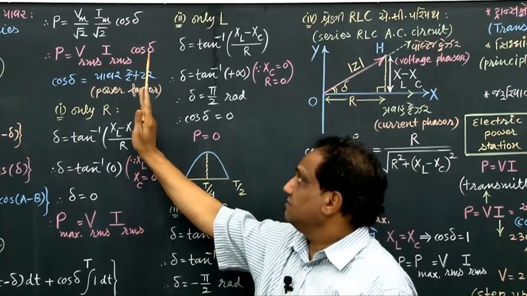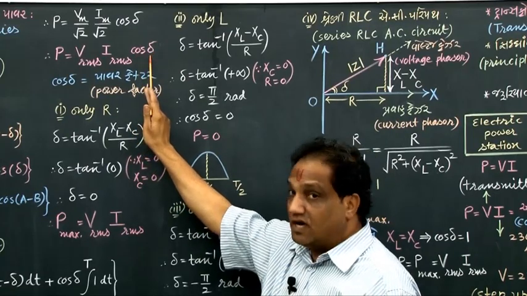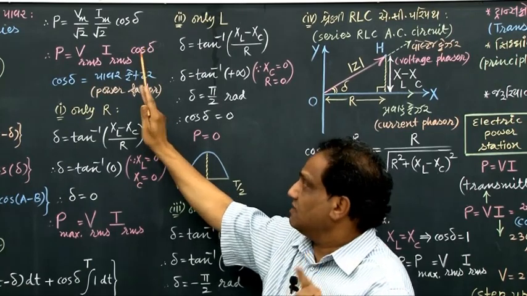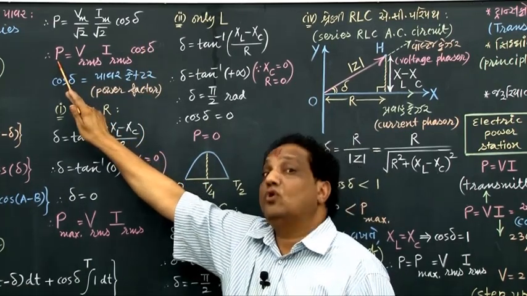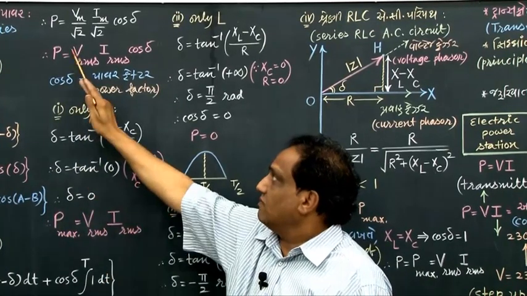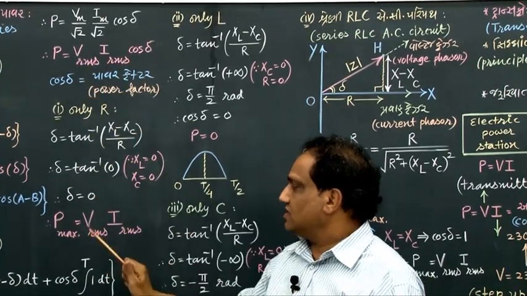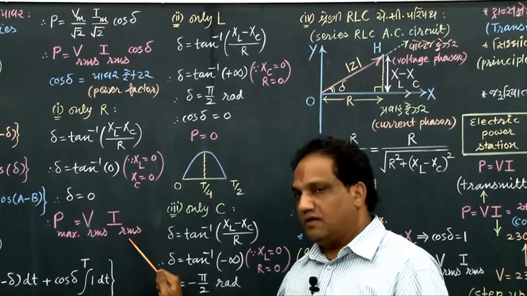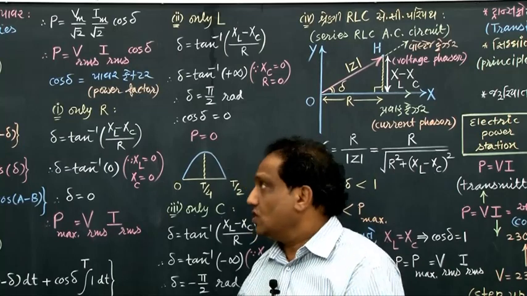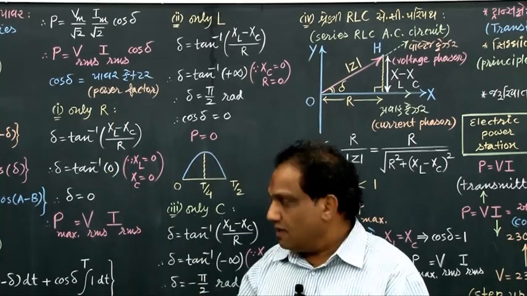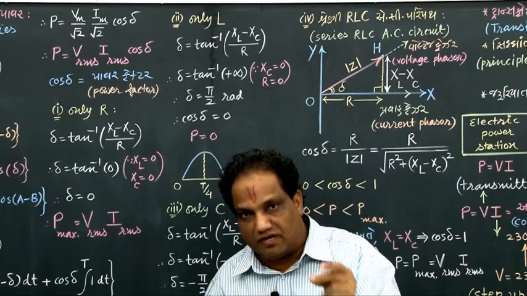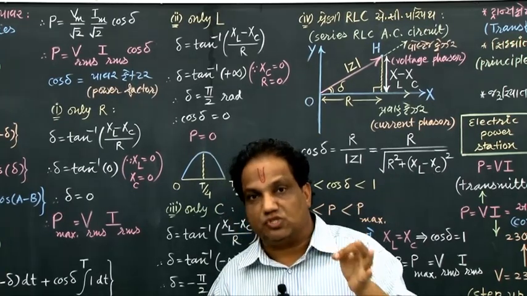Just put it here. When delta is 0, cos 0 is 1. 1 means maximum value for cosine function. When this is maximum, this power will also be maximum. That's why I am writing P maximum, and that equals Vrms into Irms. So remember, in that AC circuit in which only resistor is present, maximum power is spent, maximum power is consumed.